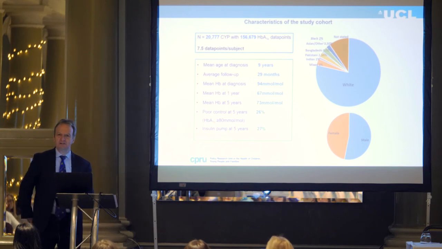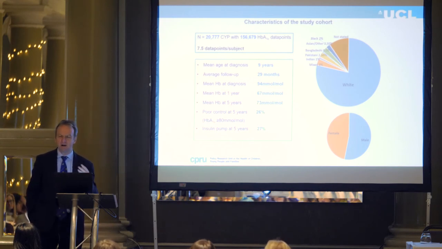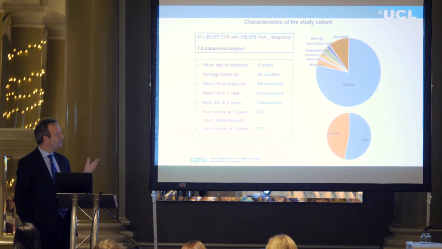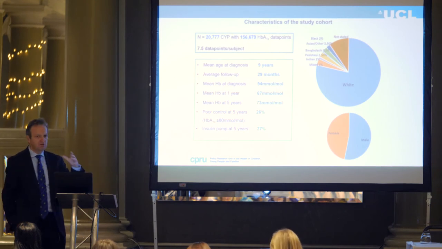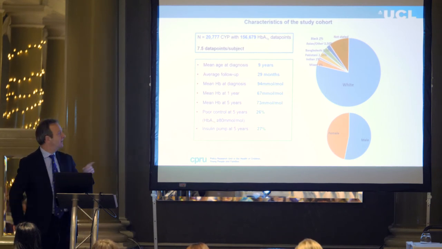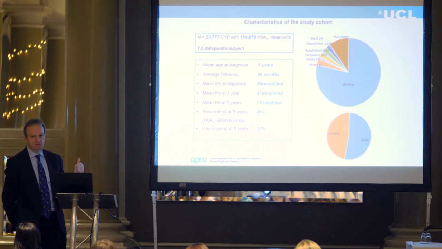With that longitudinal data, we've been able to look again in a much bigger data set over a number of years at both ethnicity and deprivation. So in the data set, of course, the majority of children are white, slightly more boys than girls. Across the 10 years of the NPDA, the average age of diagnosis is 9 years. Average follow-up in this analysis is around 2.5 years, but some much longer.